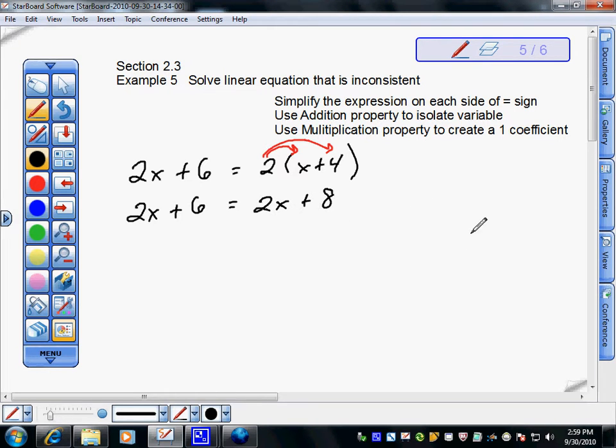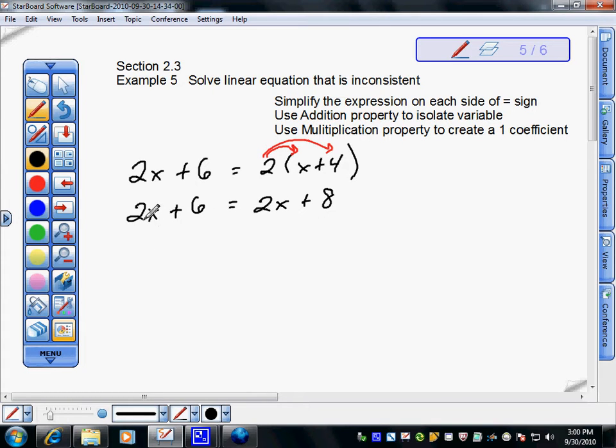Now some of you right now might see something intuitively by saying, hey, if I've got 2 times a number plus 6, when is that ever going to be equal to 2 times that same number plus 8? Cat's kind of out of the bag. We see it coming. It's not going to be something you're always going to see, but right now we can say, hey, that's never going to be equal, but let's go ahead and algebraically prove it.